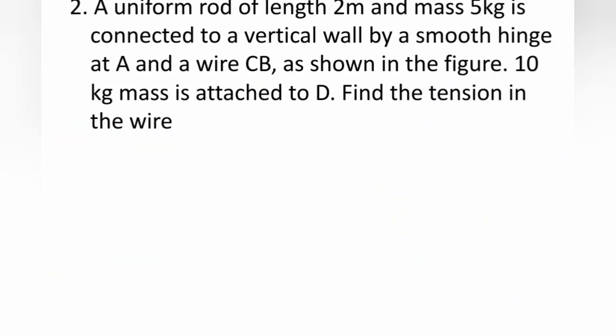Next, a uniform rod of length 2 meter and mass 5 kilogram is connected to a vertical wall by a smooth hinge at A and a wire CB as shown in the figure. A 10 kilogram mass is attached to D. Find the tension in the wire.